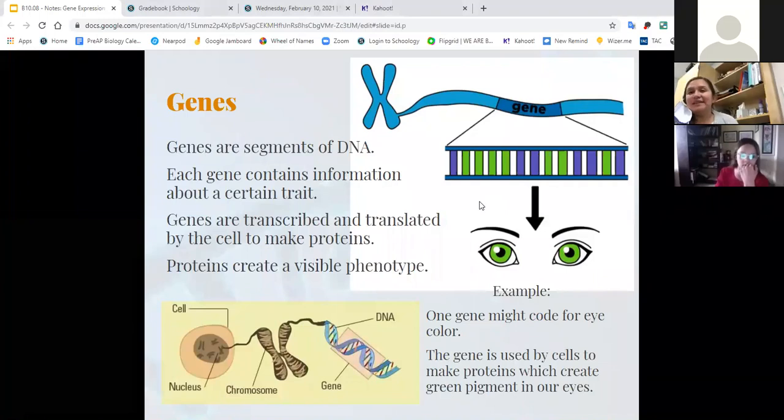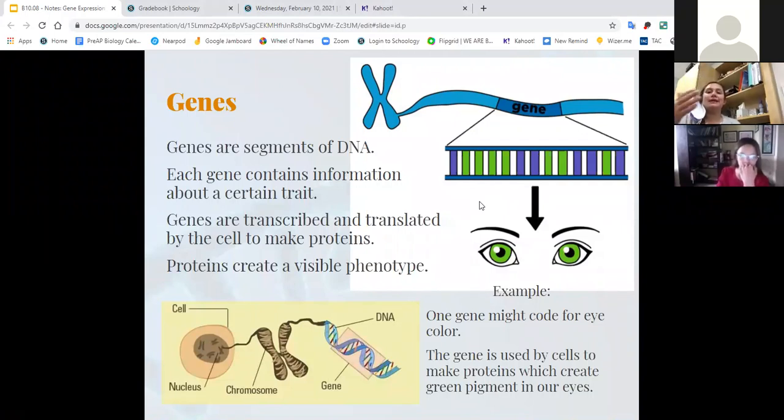So genes, in case you forgot, are just parts of your DNA. Each gene is going to code for a certain trait, and we code for those traits by going from DNA to mRNA to proteins. And those proteins are going to give us our traits. Genes are transcribed and translated, and then they're going to create those phenotypes, those traits that we can actually see.